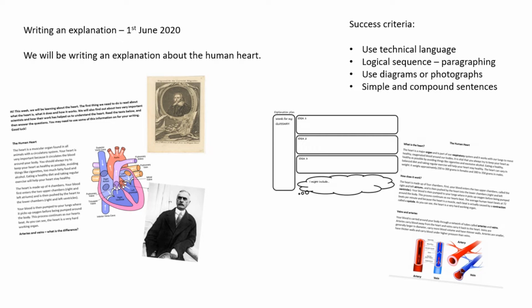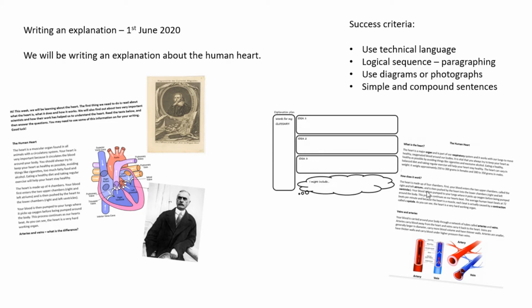But here we are, we're going to be writing this week an explanation about the human heart. Now I'm hoping that you've downloaded already the text that will give you a little bit of background to what we're going to write. So in this text here we found out about these two very important people and their work. But also in terms of the writing, you should have downloaded this document here, which is our plan. I'm going to talk about how we use that, but also my model.